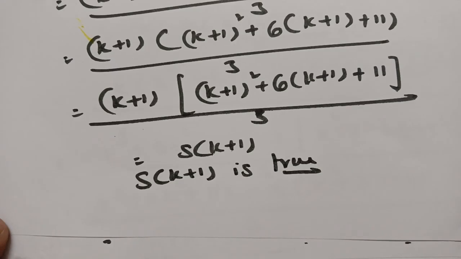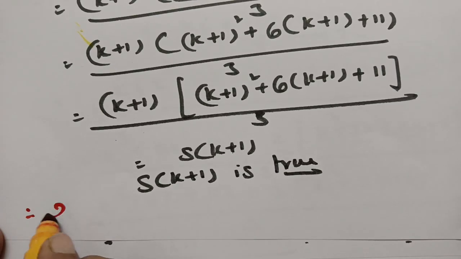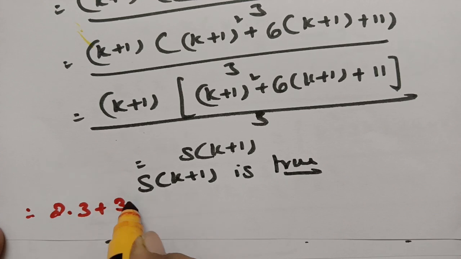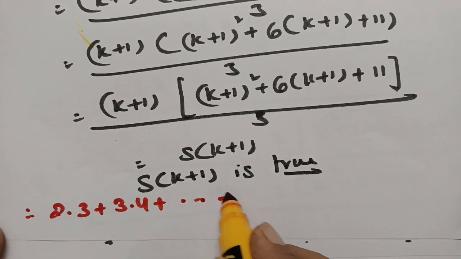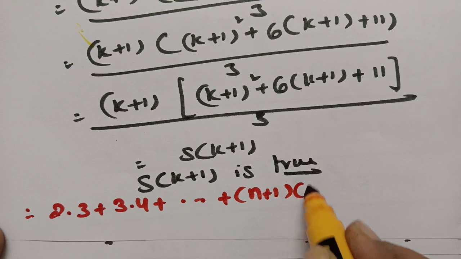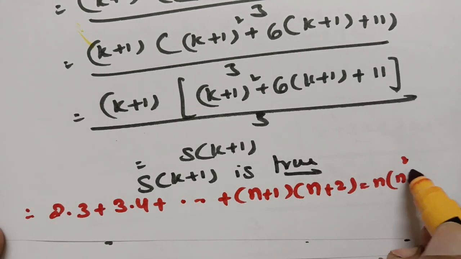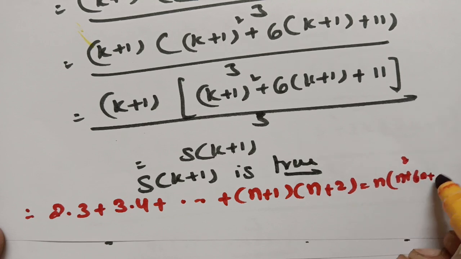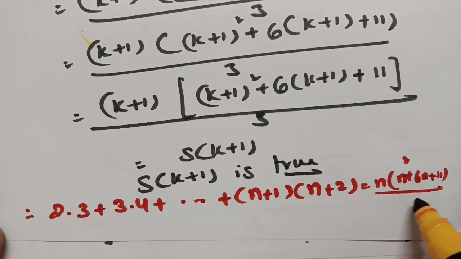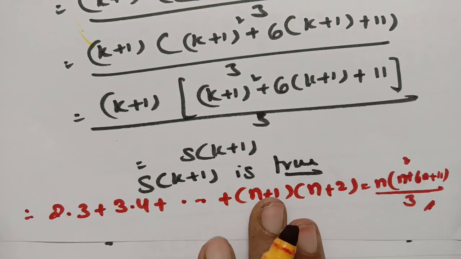Therefore, the question here is true for every positive integer, that is 2.3, 3.4, plus and so on. The nth term here we found is n plus 1 into n plus 2, which is equal to n times (n square plus 6n plus 11) by 3. So this is how we have to do.